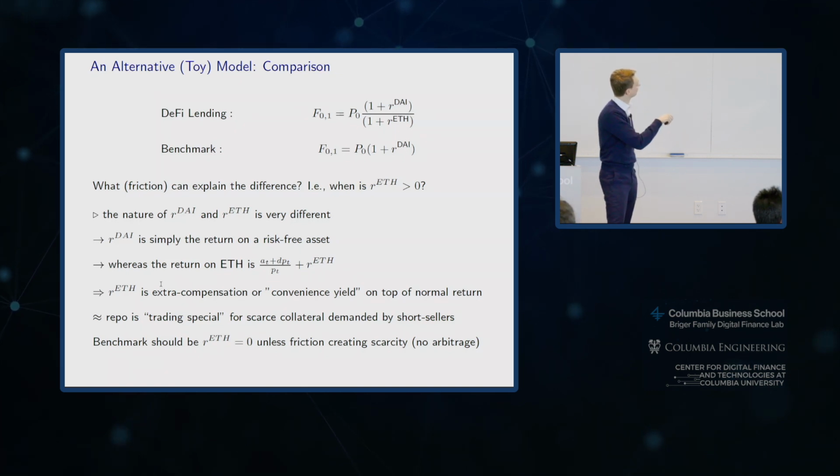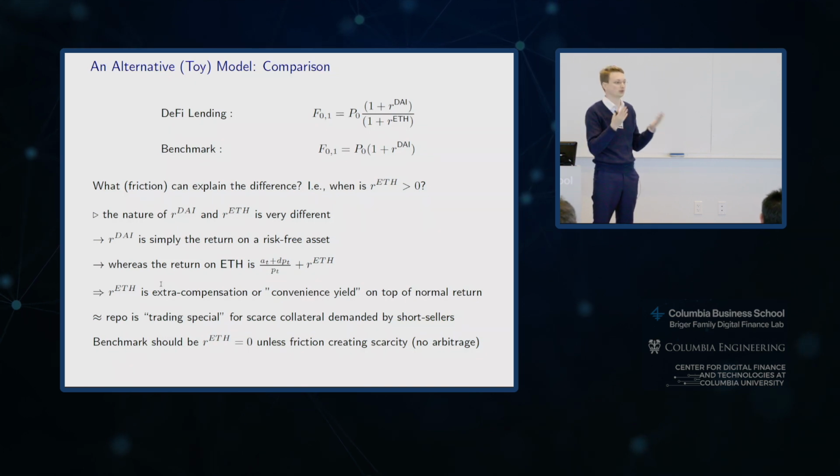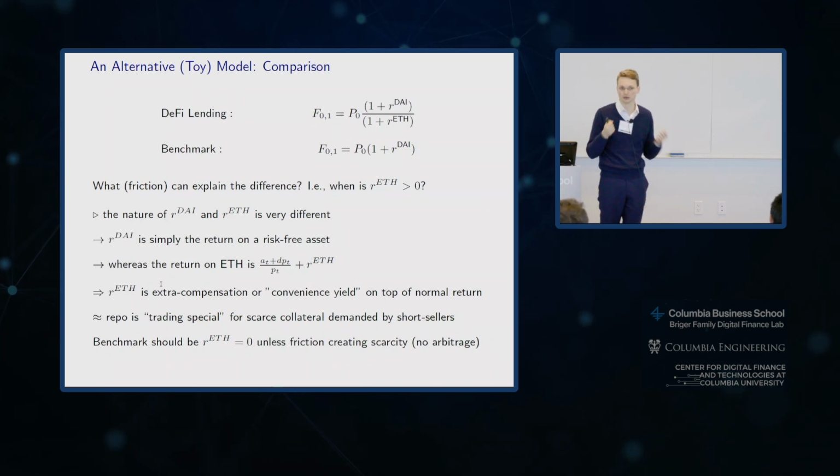The interest rate on DAI is, in the model, simply the risk-free rate. That's the return you get on that particular asset. But when you think about it, the interest rate on ETH is not the return you get on ETH.